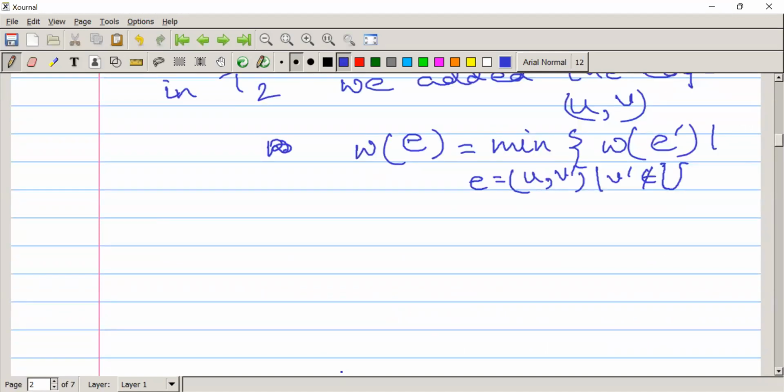Ma'am, we are not just taking the neighbors of U, right? We are taking all the neighbors of those vertices which are visited, right? Yes. Here you are mentioning only the neighbors of U. Yes, yes. So V is not in U and U is in U, right? Now is it okay, right?